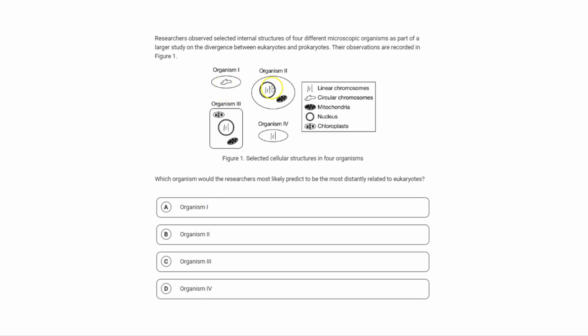You have 1, 2, 3, 4. Here's your key. Go ahead and pause it. Think about it. I'll tell you the answer. All right, so the answer is A. Circular chromosomes. That's a prokaryote. Moving on.